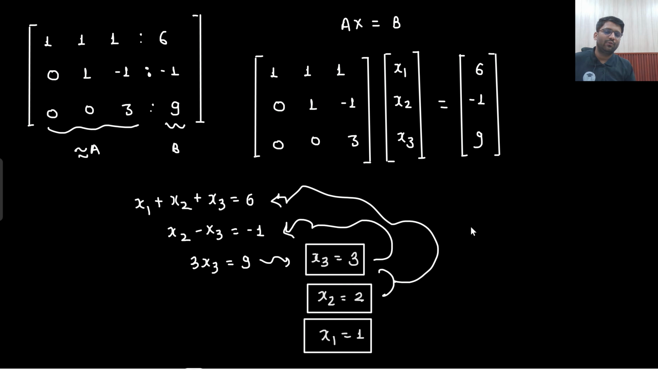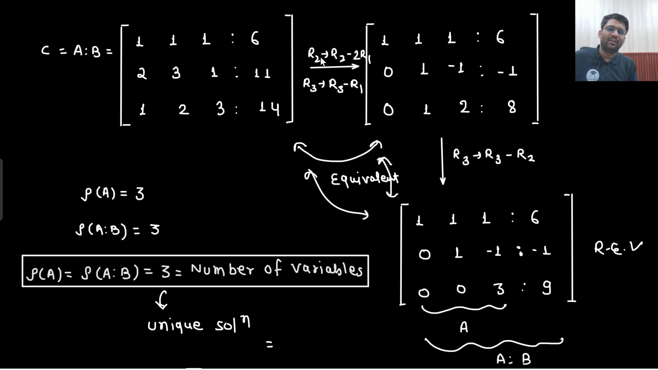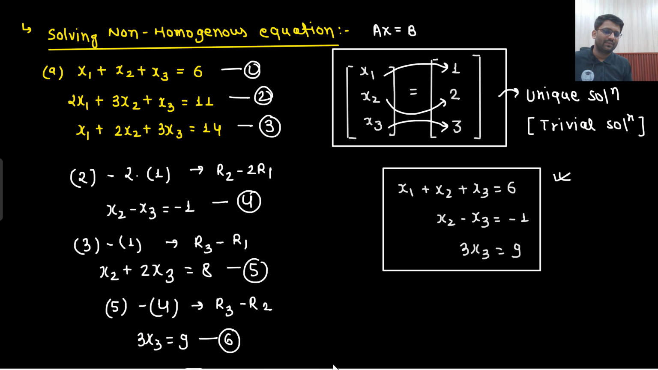Here I got it through the row echelon form, and here I got it through simple steps. In row 2, I am subtracting twice of row 1. And in row 3, I am subtracting row 1. And then what have I got? 5 minus 4. That means from row 3, I am subtracting row 2. These operations only I have applied, the same operations here.